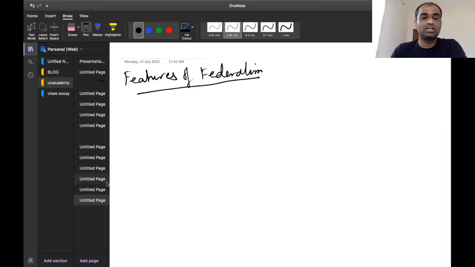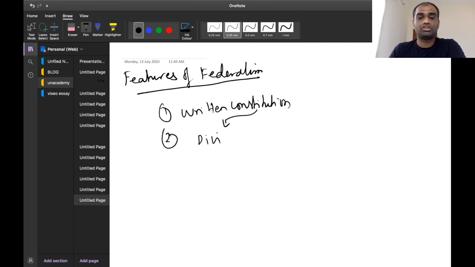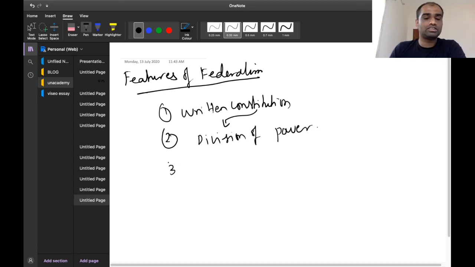So that's why the first requirement for a country to be a federal country is that it should have a written constitution, and this written constitution should guarantee division of power between these two federal structures.